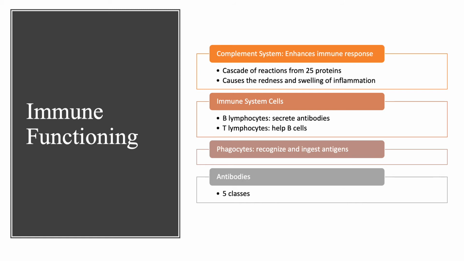So remember, the complement system is a cascade of reactions from about 25 proteins. This enhances the immune response. There are almost 100 cytokines that can be released that cause inflammation. These cause the redness and swelling of the inflammation. Immune system cells that are involved in this response are the B lymphocytes, which secrete the antibodies, and the T lymphocytes, which help the B cells. Remember, there are phagocytes as well, and there are 5 classes of antibodies that are present in the body at all times.